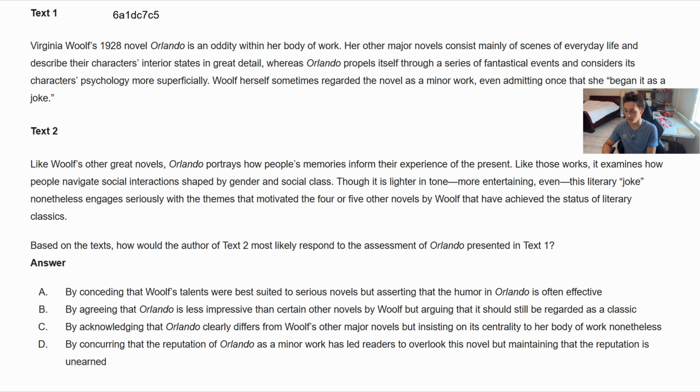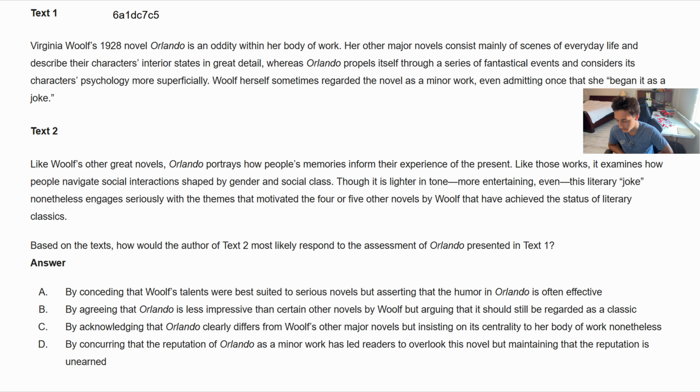So text 1 is essentially talking about Orlando and how it is an oddity, meaning it stands out, and how Woolf literally began it as a joke. So she wasn't even taking it super seriously, but it ended up becoming a major novel. Text 2 is saying that Orlando is lighter in tone and it has similarities with the other major novels. So text 1 is kind of highlighting a difference between Orlando and the major novels. Text 2 is more so highlighting the similarities and sort of categorizing Orlando as a major novel.